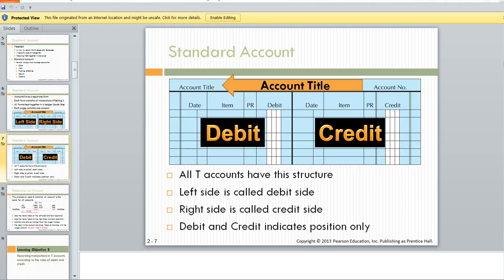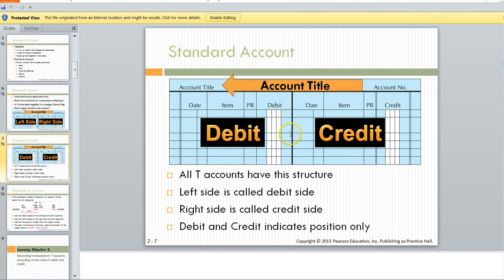We're going to be recording transactions instead of in a single column like we did in the spreadsheets in Chapter 1. Same stuff, except that we're going to be using the rules of debit and credit. We're going to be using accounts that take a basic form of a T. That's the conventional way of how an accounting system is designed today, whether it's done manually or on a computer system. We record transactions in terms of debits and credits.